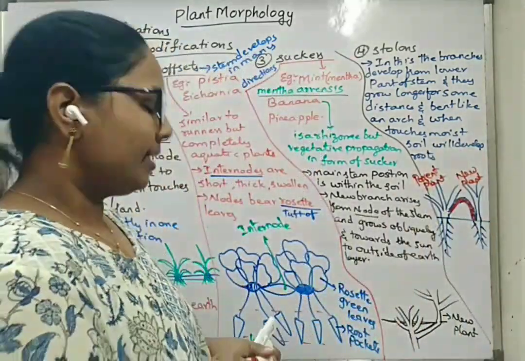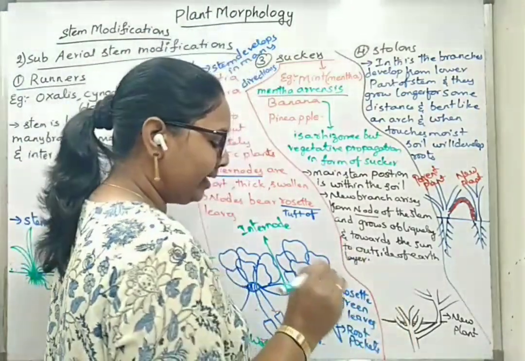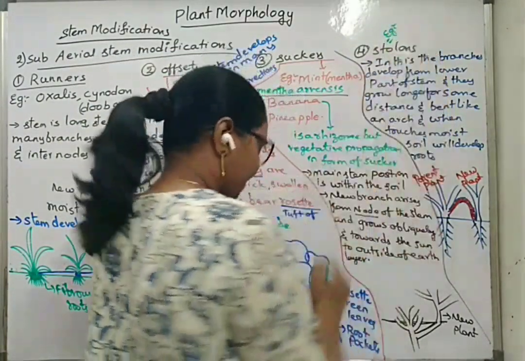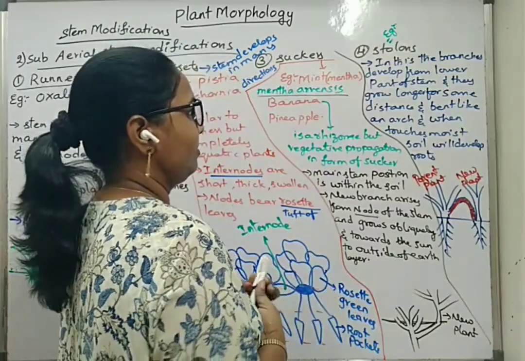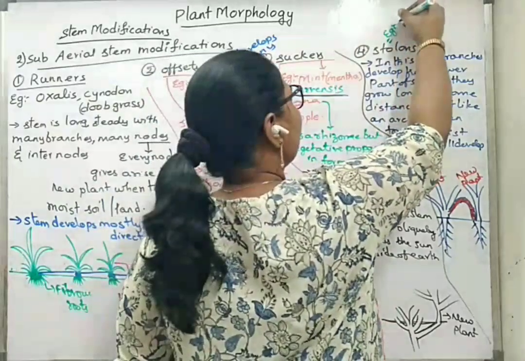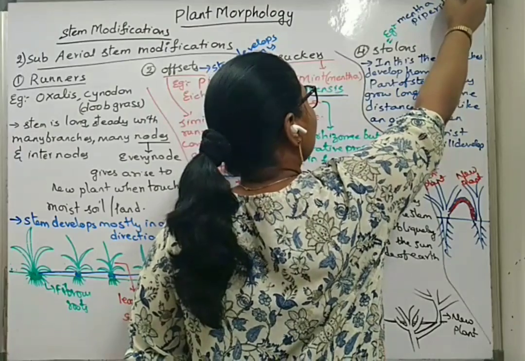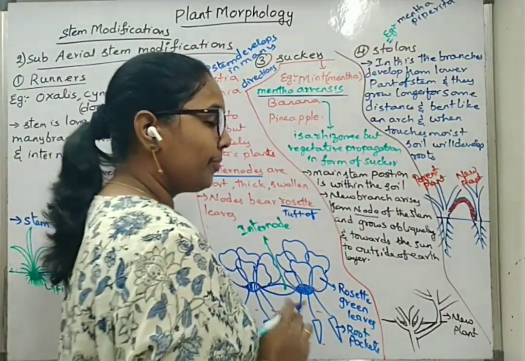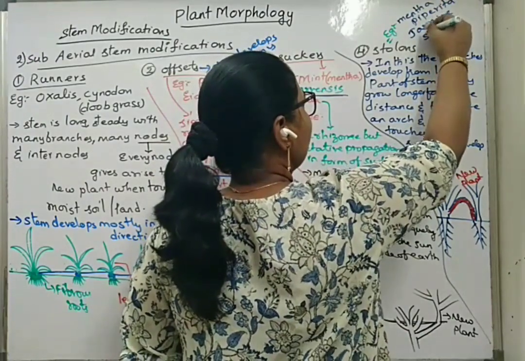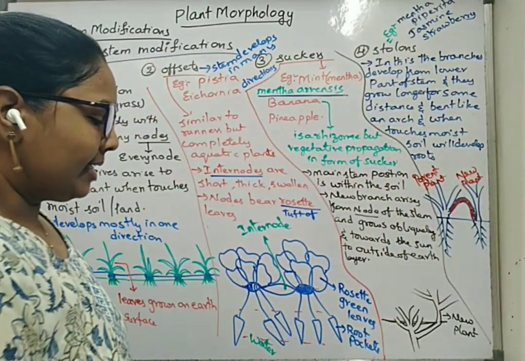So what are examples under stolons? Under stolons again, we say one example like mint, but that is Mentha piperita. Here we have written Mentha arvensis, but here I am writing Mentha piperita. Next, strawberries, jasmines, etc. Jasmine, strawberry.